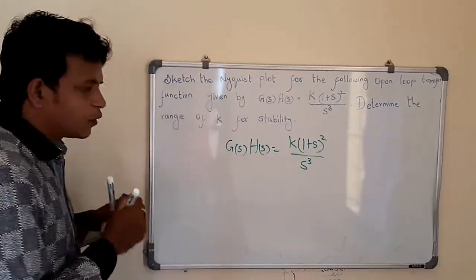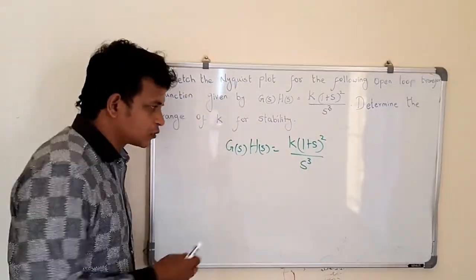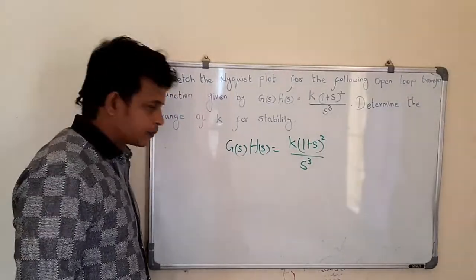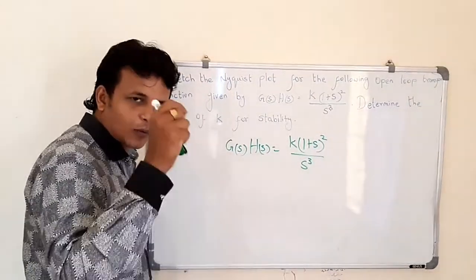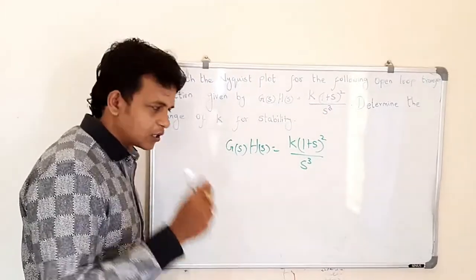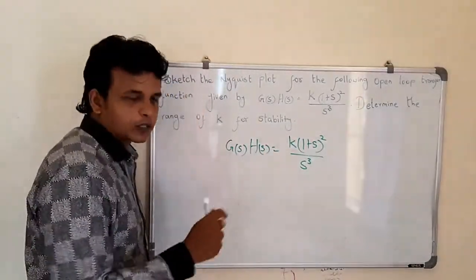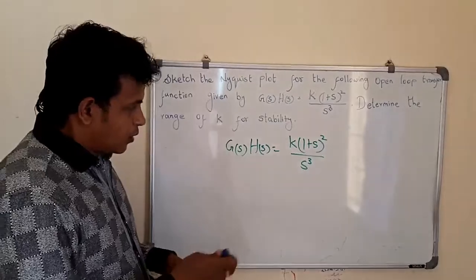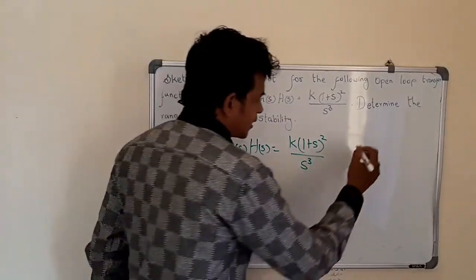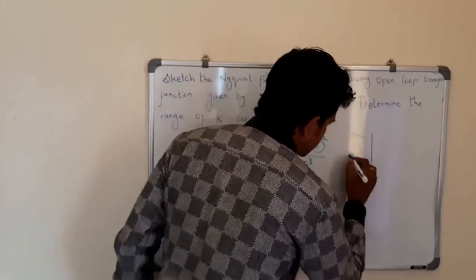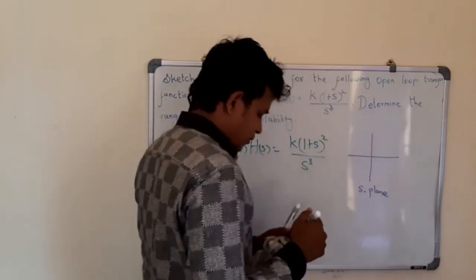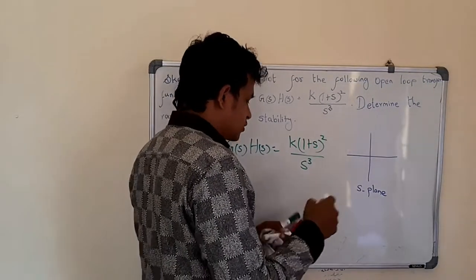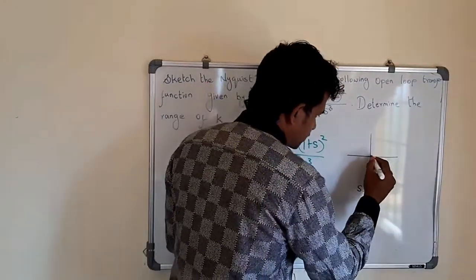So to find the poles, we equate the denominator to 0, and s cube equal to 0 means we have 3 poles, and those 3 poles are available only at a single point, which is none other than the origin. So we have 3 poles at origin. So we will have the Nyquist contour in the S plane like this. This is the S plane. We have 3 poles and all those 3 poles are at the origin.